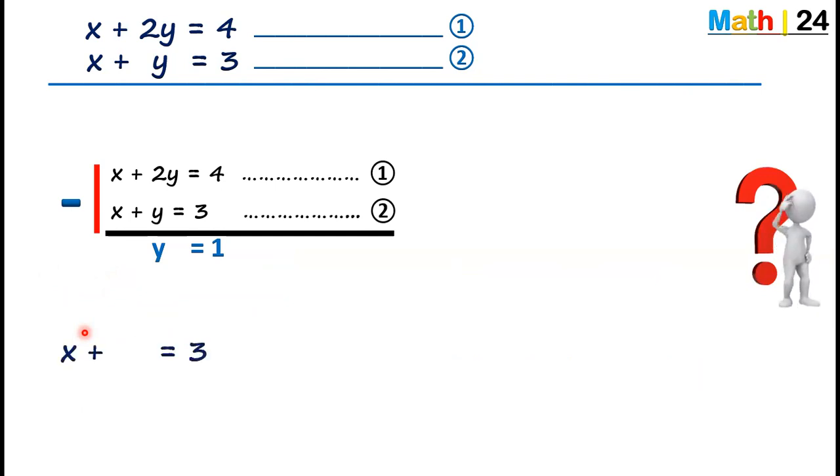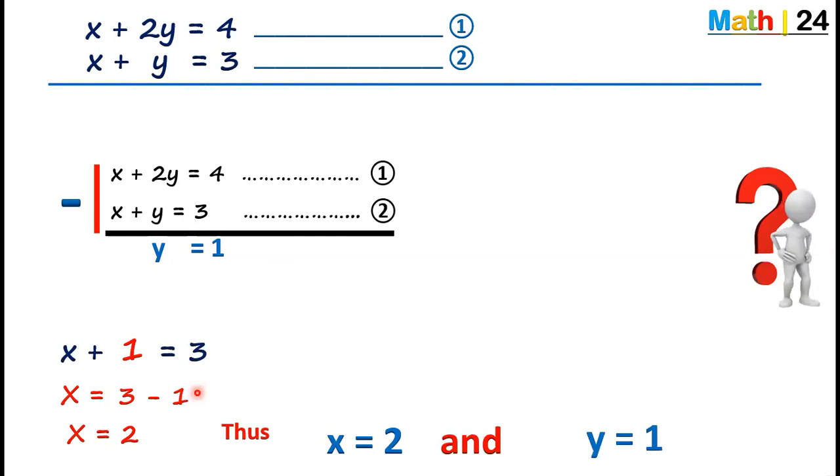So using equation 2, we have x plus y equal to 3. However, our y is equal to 1. So x plus 1 is equal to 3, and therefore x should be equal to 3 minus 1, which is 2. Thus, x is 2 and y is 1, as easy as it is.